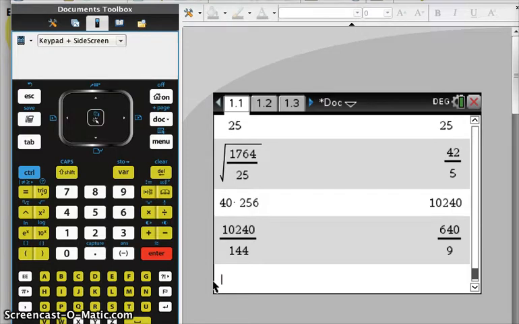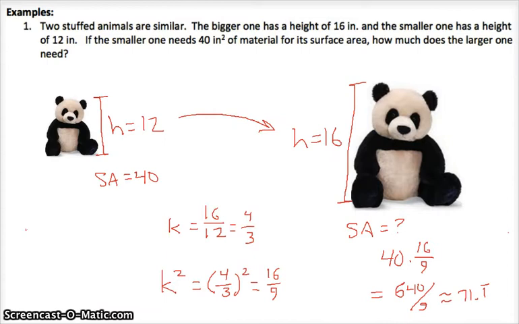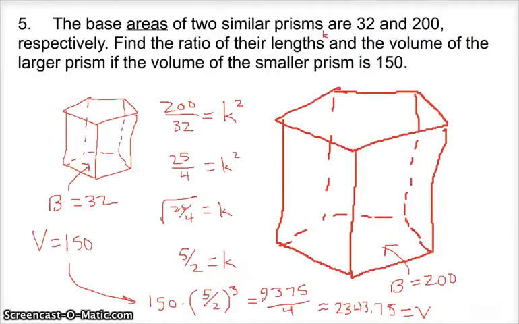Oh, you know what? That looks kind of familiar. I get 640 over 9. Is that the same thing we got before? I believe it is. If I have time, I'm going to do one more of these that uses a volume, because the volume uses the square root. Yeah, I get the same exact answer. The one with volume, I think the one we had to do with volume was this one. Yeah, let's do this one with volume.